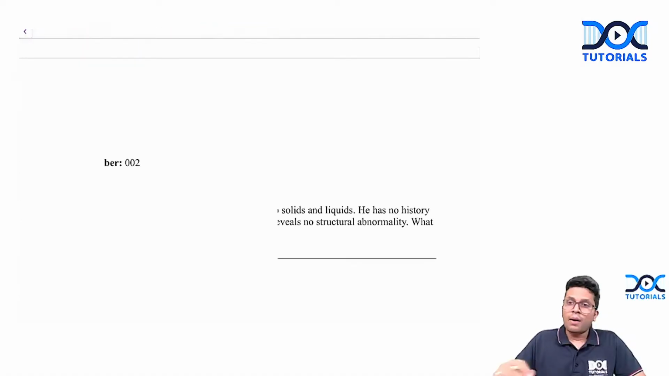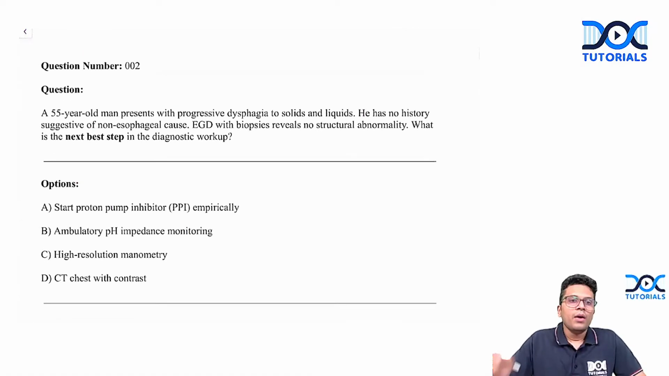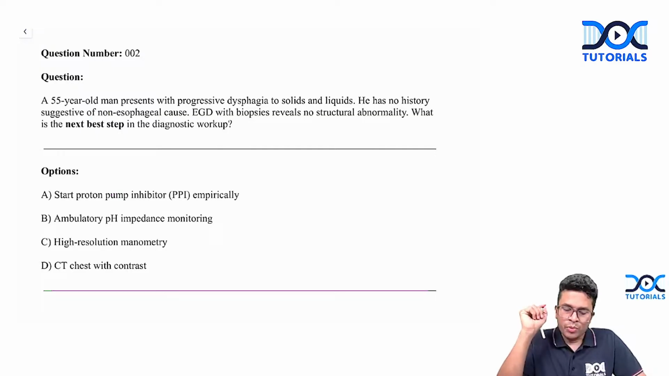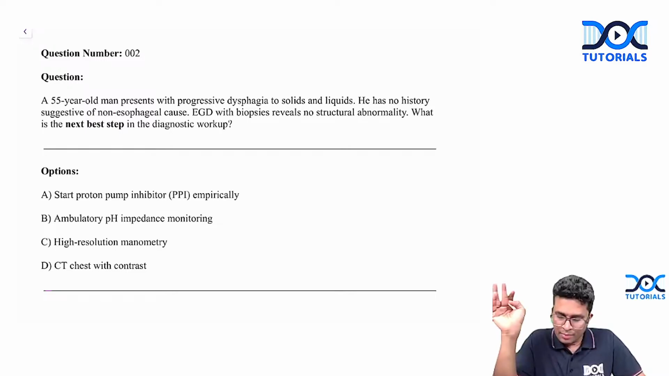fine. Question number 2. A 55-year-old male presents with progressive dysphagia to solids and liquids. He has no history suggestive of a non-esophageal cause. Upper GI endoscopy with biopsy shows no structural abnormalities. What is the next best step in the workup? Option A, start PPI empirically. Option B, ambulatory pH impedance monitoring. Option C, high resolution manometry. Option D, CT chest with contrast.